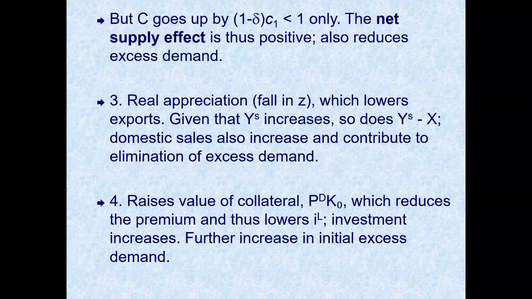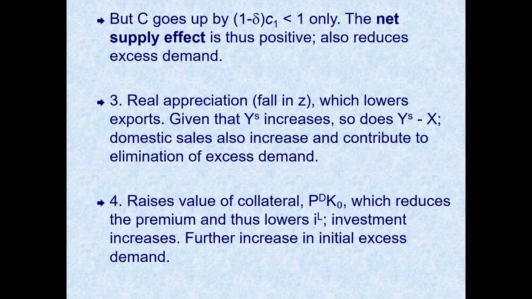Consumption goes up by 1 minus delta times C1. Okay? So the net effect from those two is still going to be an increase in supply of domestic sales. There is also an appreciation. As prices go up, again, Z is going to fall. That means exports fall, meaning that that's going to add also to domestic sales and to the excess supply of goods, right?